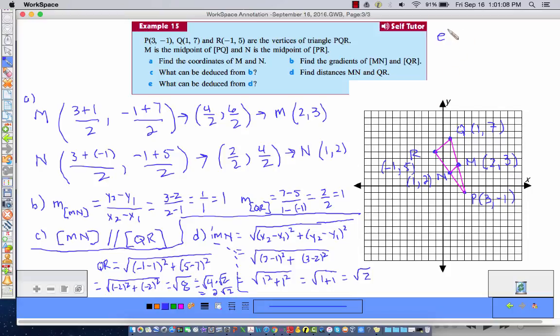So I'll put E up here, and what can be deduced from D? It's real simple, and that is that QR is twice as long as MN. And we have just proven, not proven, but we have shown an example of a particular theorem that says that if you connect the midpoints of two sides of a triangle, number one, it's parallel to the third side, and it's half as long as the third side.